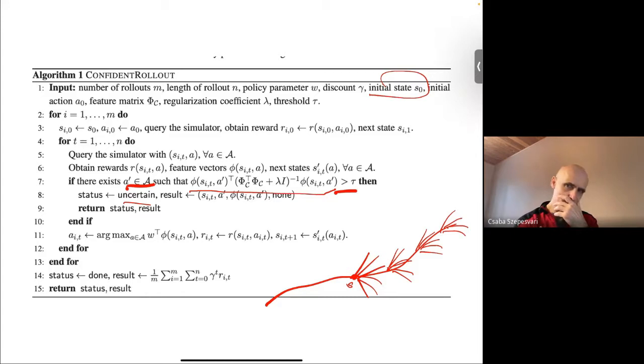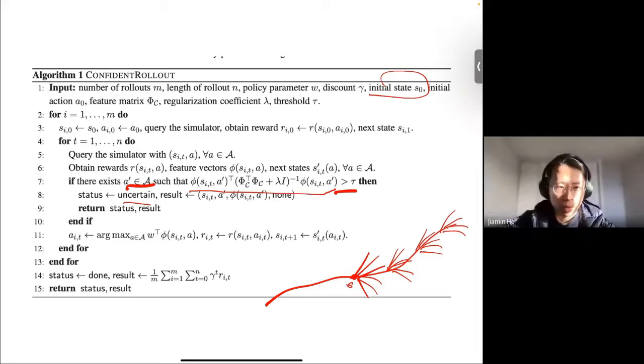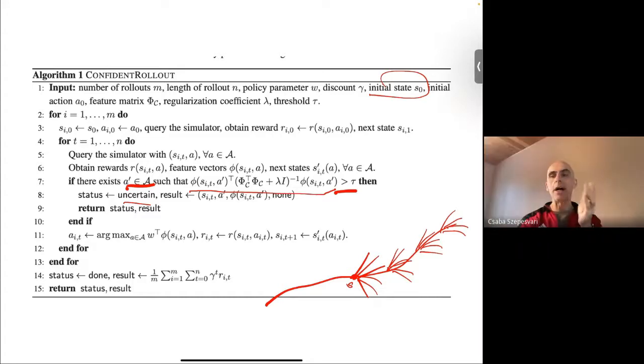Yeah, Jimin. I see that here we check all the actions of the states we encounter in the rollout. Why don't we have to control the uncertainty over some states that we don't encounter in the rollout? I know looking up all states would be expensive, given the size of the state space. But why is it enough to just do this?